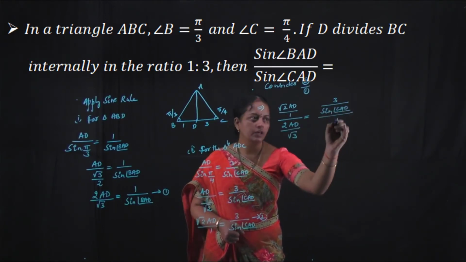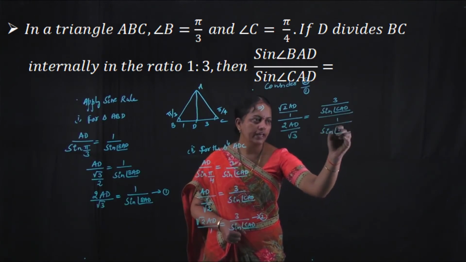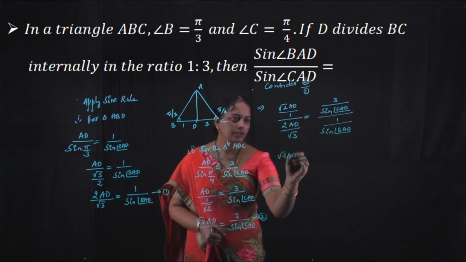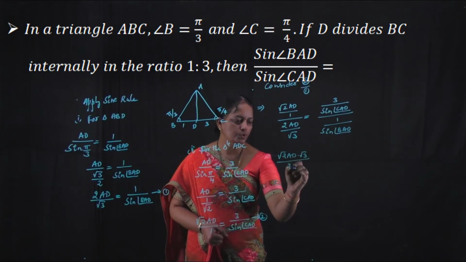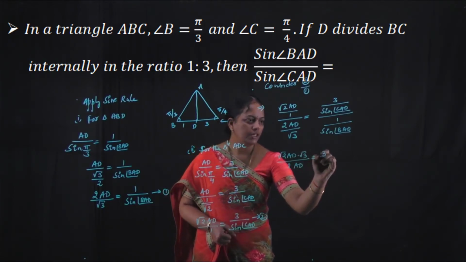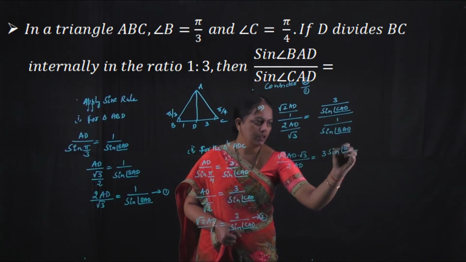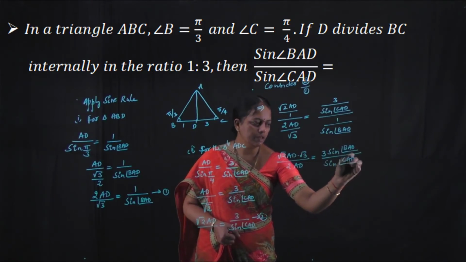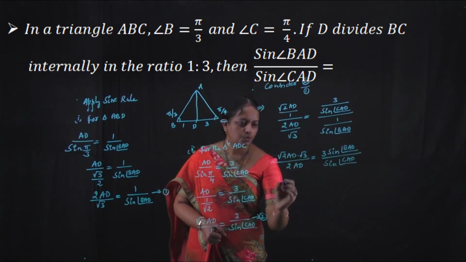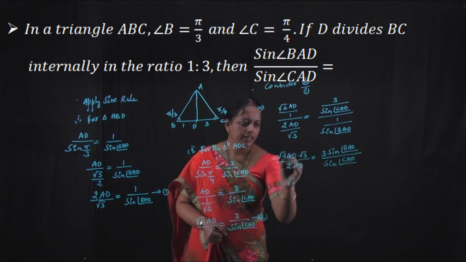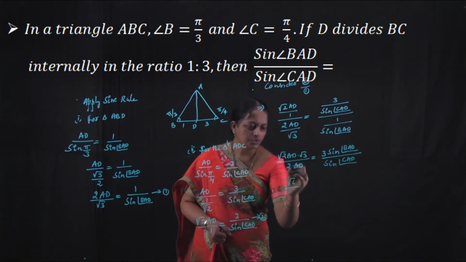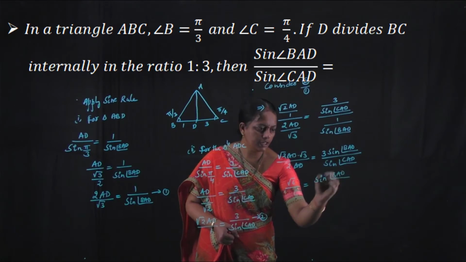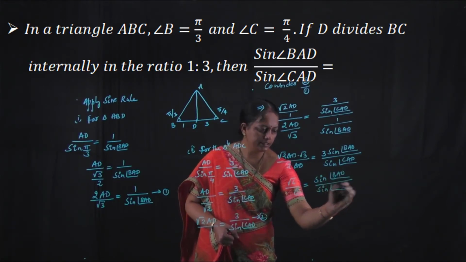from equation 1 we have 1 by sine of angle BAD. From this we can write root 2 AD into root 3 by 2 AD is equal to 3 times sine of angle BAD by sine of angle CAD. Here root 3 into root 2 means root 6. Here AD cancels, and 3 by 6 is equal to sine of angle BAD by sine of angle CAD.